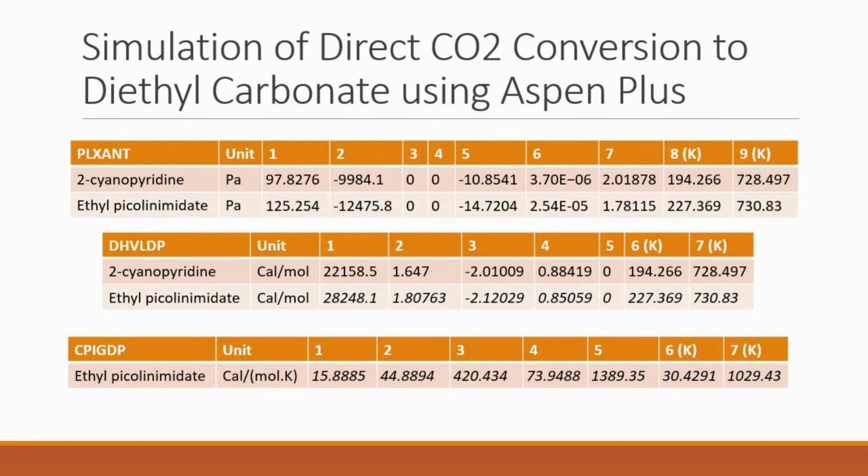CPIGDP stands for DIPPR ideal gas heat capacity coefficients. It's a parameter block within Aspen Plus that houses specific coefficients used to calculate the isobaric heat capacity of an ideal gas.